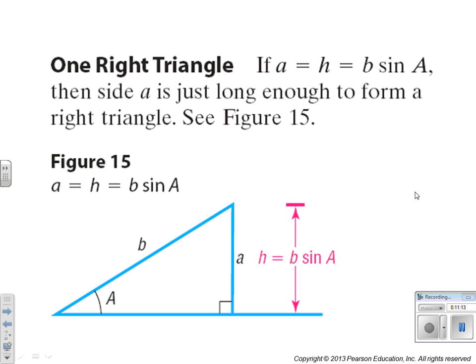If A is equal to B sine A, then you have a right triangle, and we know how to solve that. Solve it just like you'd solve any regular right triangle.